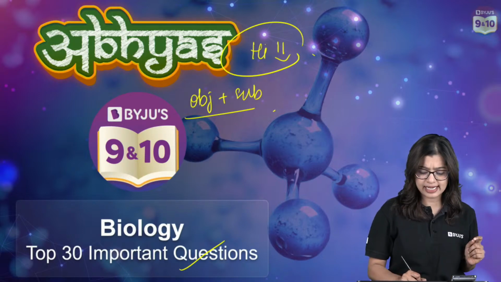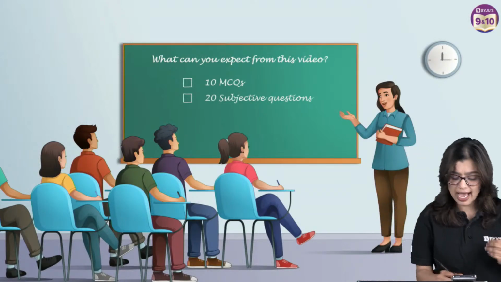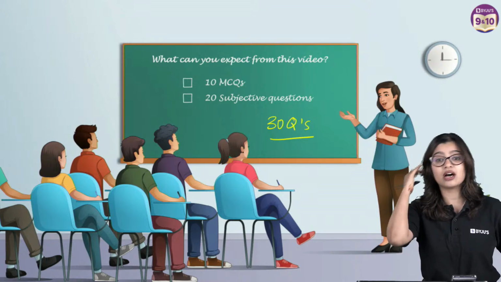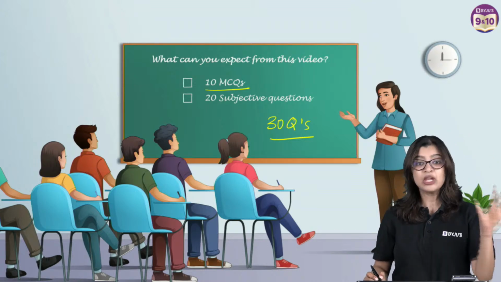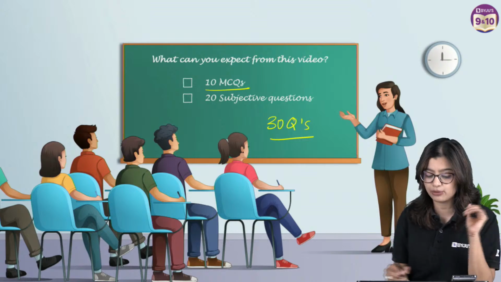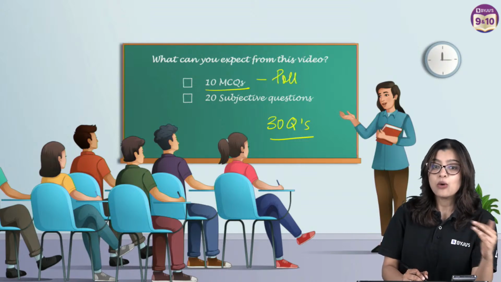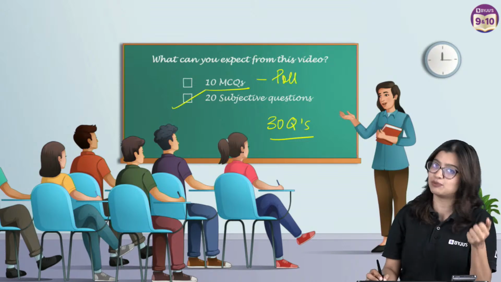So I'm not going to waste any more time. We're going to get right to it as to what you can expect today. As you all know, today we are going to have a total of 30 questions. The first 10 questions that we will solve are going to be your objective questions, and I will be giving you YouTube polls for the same. While on the other hand, the next 20 questions will be subjective.